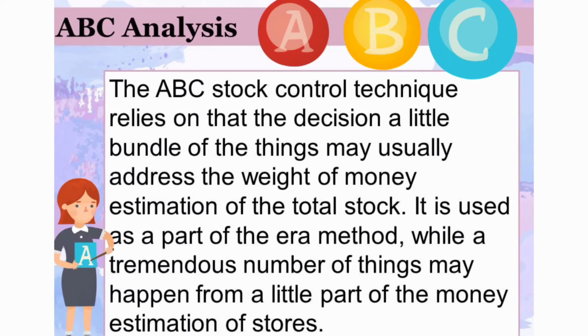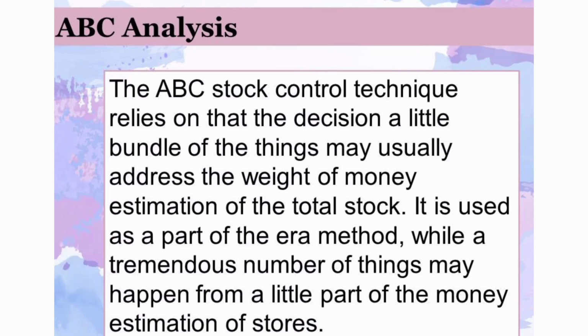The third technique is ABC analysis. The ABC stock control technique relies on the premise that a small bundle of the items may usually represent the weight of the money estimation of the total stock. It is used as a part of the ERA method, while the tremendous number of things might happen from a little part of the money estimation of store. ABC examination is an essential action method that follows the Pareto principle concerning an organization's arrangement of stock. The ABC approach ranks using the following criteria.